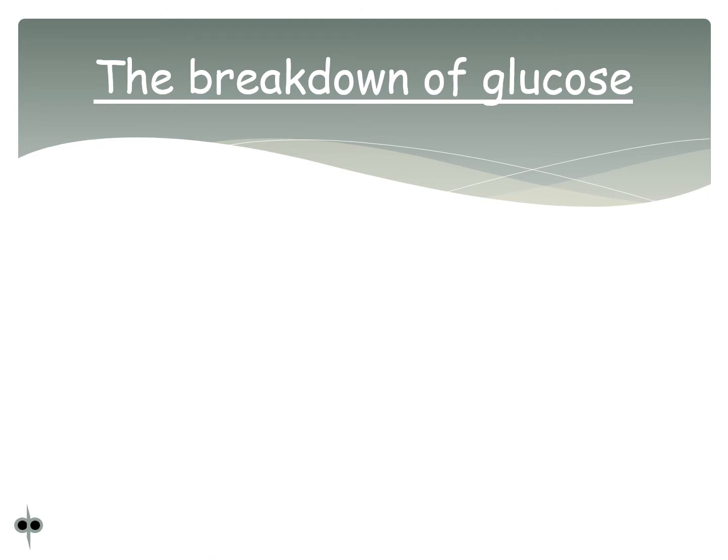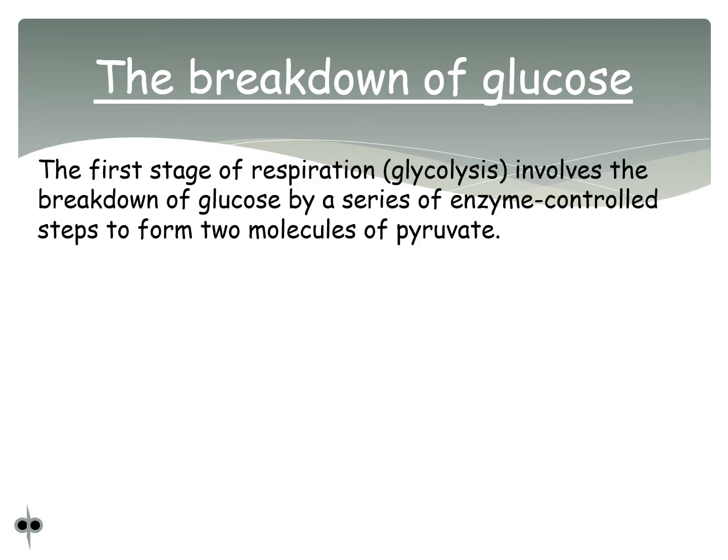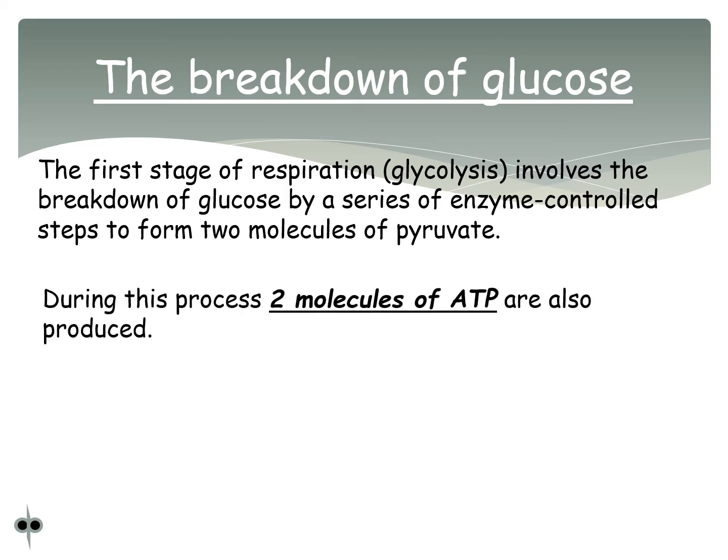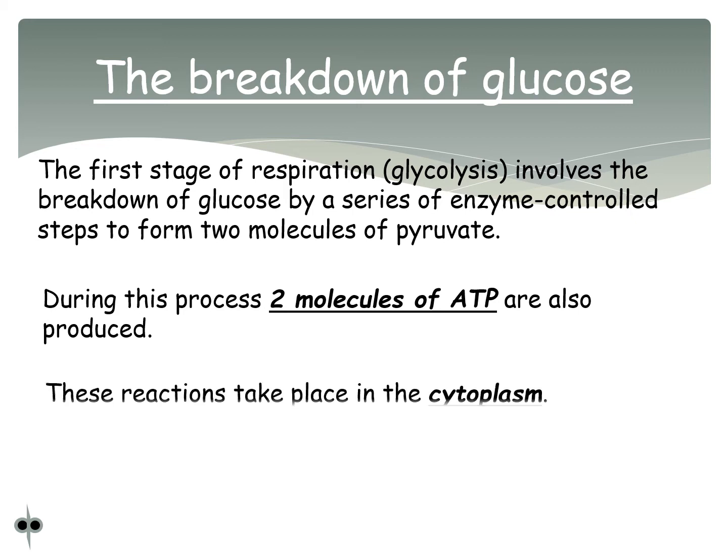So the breakdown of glucose. So the first stage of respiration, glycolysis, and you need to know the name of the first stage, involves the breakdown of glucose by a series of enzyme-controlled steps to form two molecules of pyruvate. So during this process, two molecules of ATP are also produced, and these reactions take place in the cytoplasm.